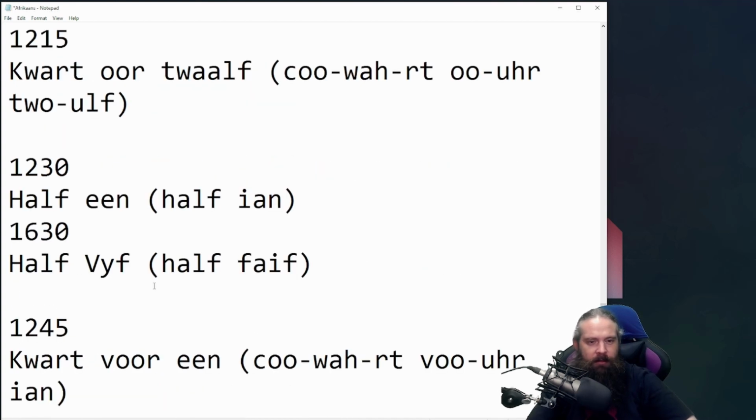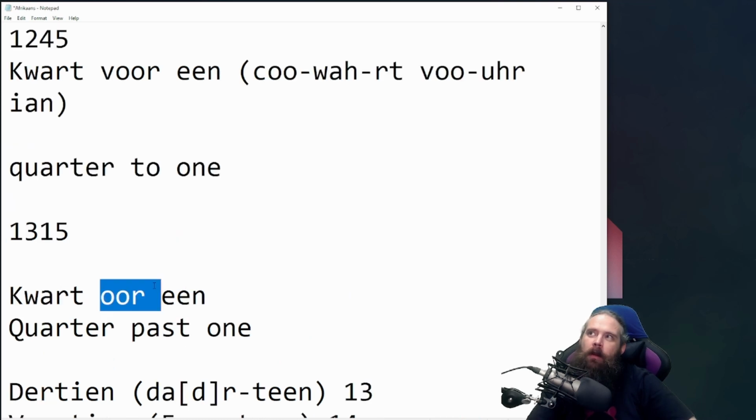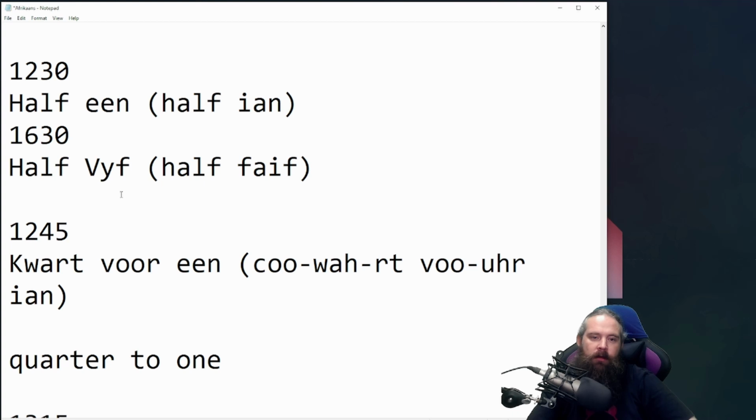What else is there about time? Basically, essentially follow the same rules. All you need to know is quarter is kwart, half past is half, that's it.